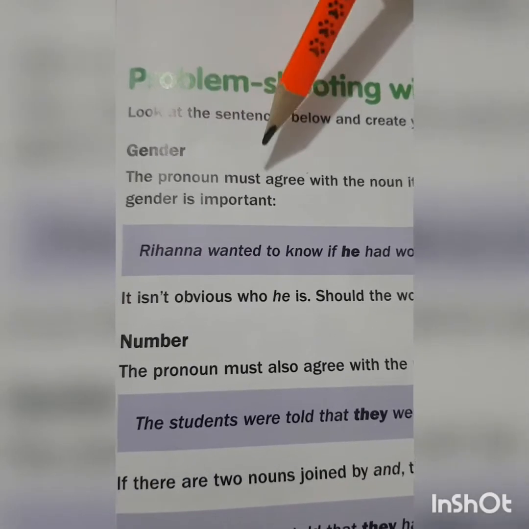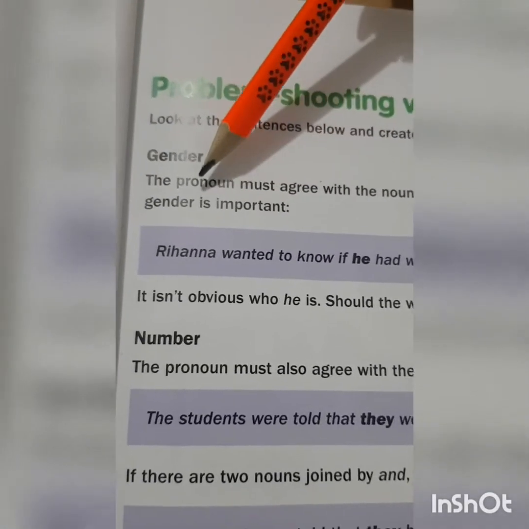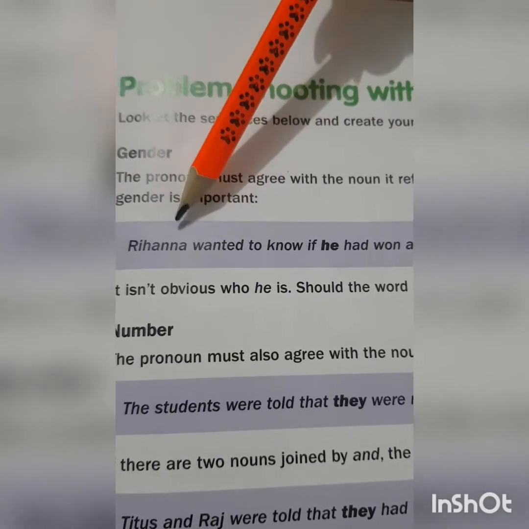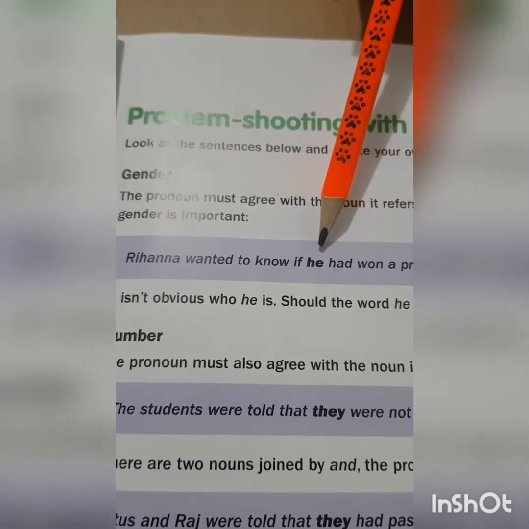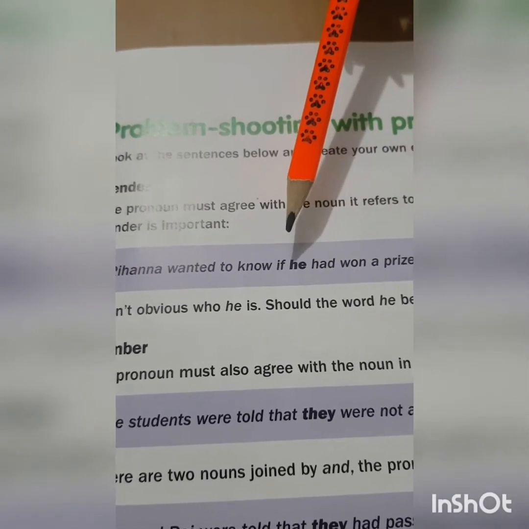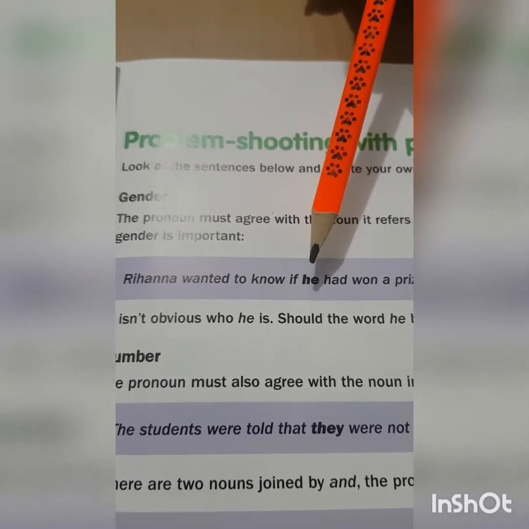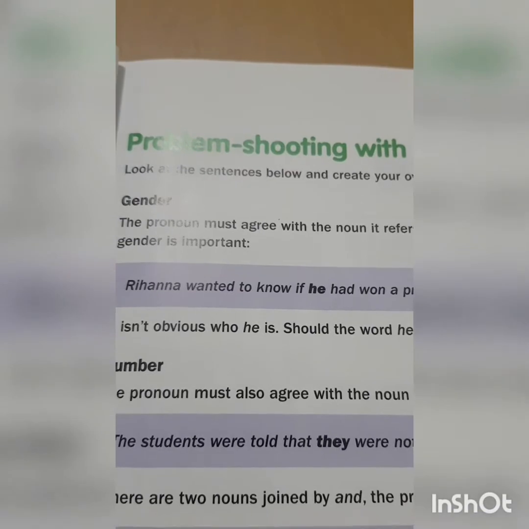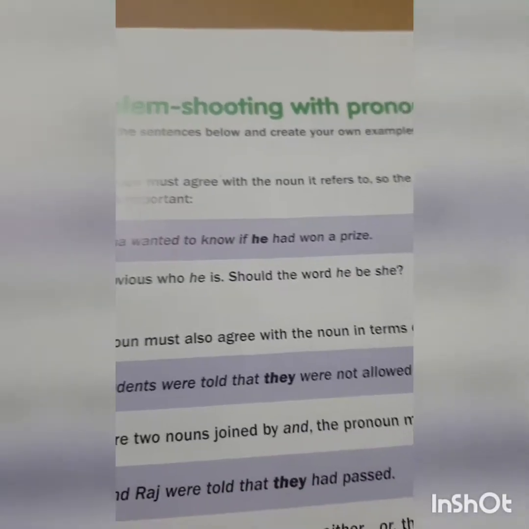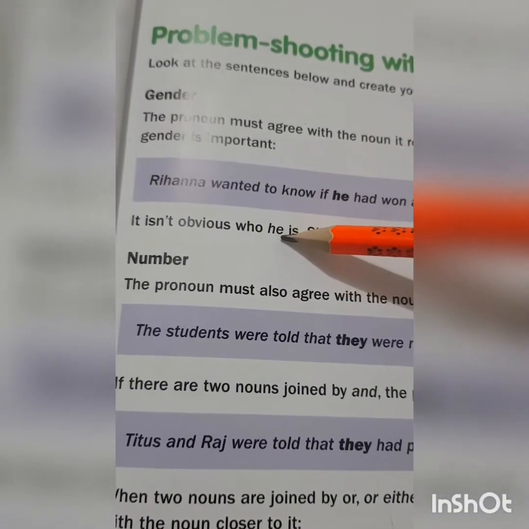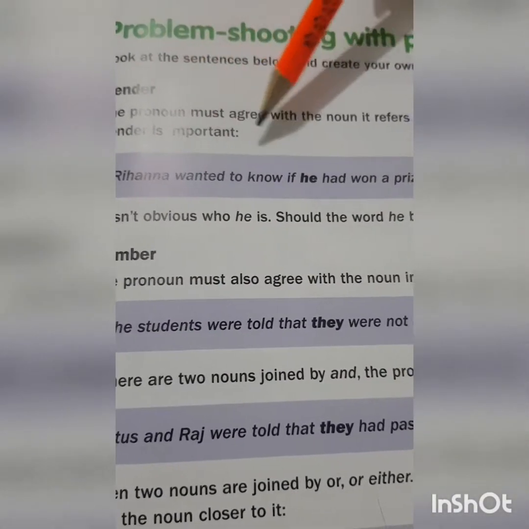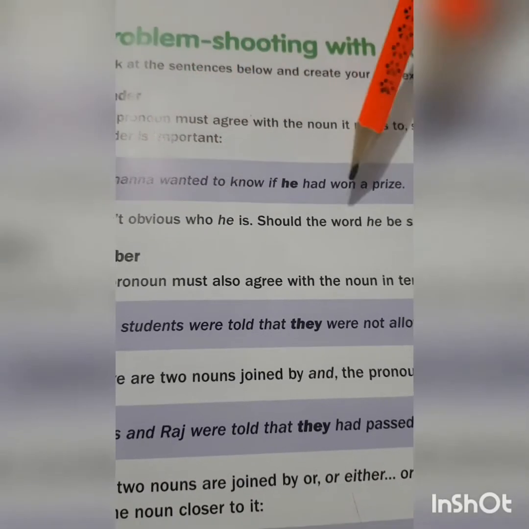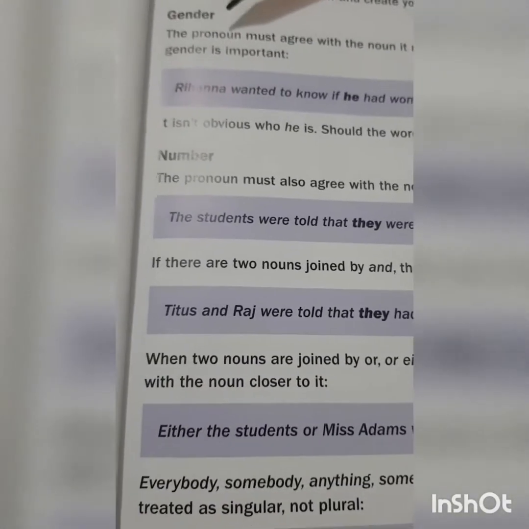So gender. The pronoun must agree with the noun it refers to. So the gender is important. So if we're talking about Rihanna wanted to know if he had won a prize. Now, we could be talking about somebody else in the sentence who is not referred to here. So you could have had a sentence before this that said, Jim did really well at the awards. Rihanna wanted to know if he had won a prize. But in this sentence, we're not seeing any extra information, which means that the he isn't obvious. We don't know who he is. So the word should be she. Rihanna wanted to know if she, because it's a girl here, had won a prize. So gender is important. It must match up.